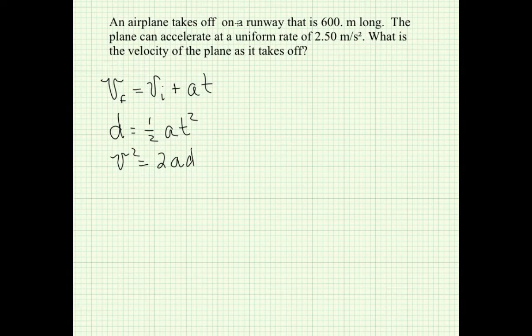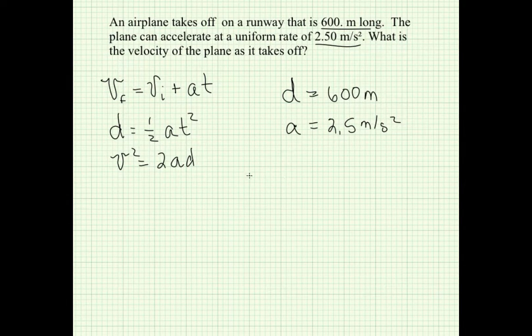We have an airplane takes off on a runway that is 600 meters long. So we know that the distance that the plane is going to travel while it's on the runway is 600 meters. It says that the plane can accelerate at a rate of 2.5 meters per second squared. So my acceleration is 2.5 meters per second squared. And the question is, what is the velocity of the plane as it takes off?